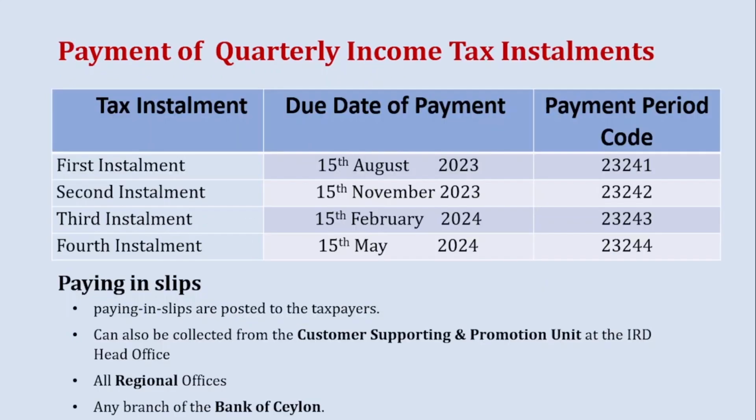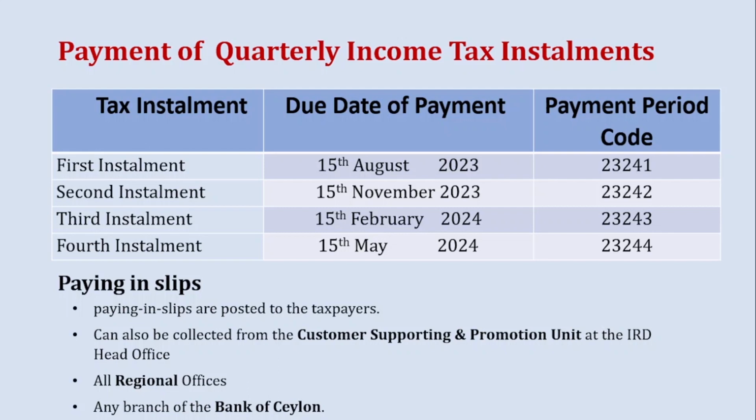Payment of quarterly income tax installments. After calculation of the payable income tax quarterly installment, the first installment should be made on or before 15th August 2023, and the second installment should be made on or before 15th November 2023, and the third installment should be made on or before 15th February 2024, and the fourth installment should be made on or before 15th May 2024.